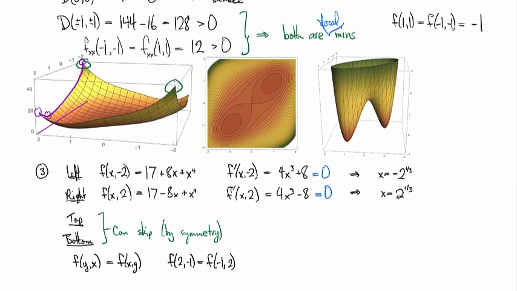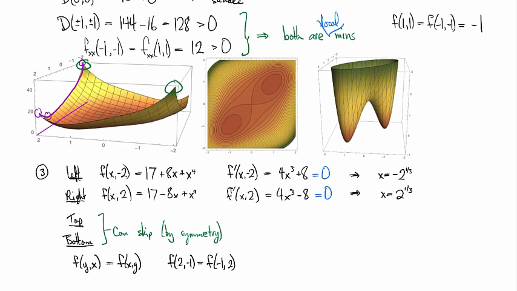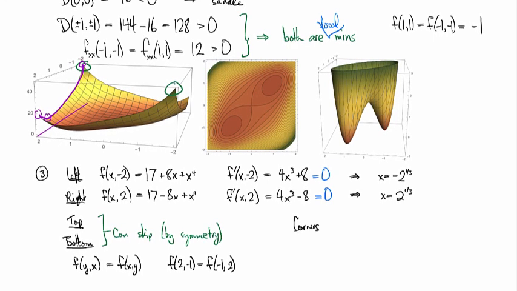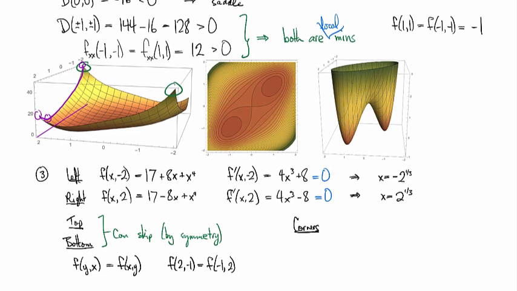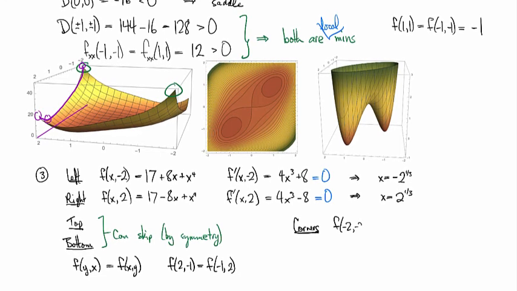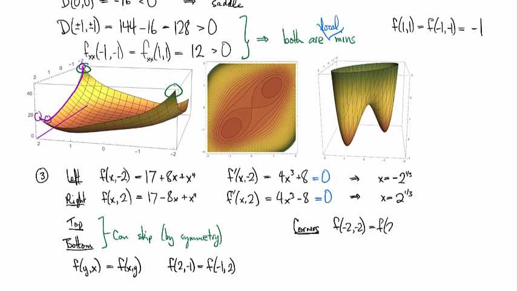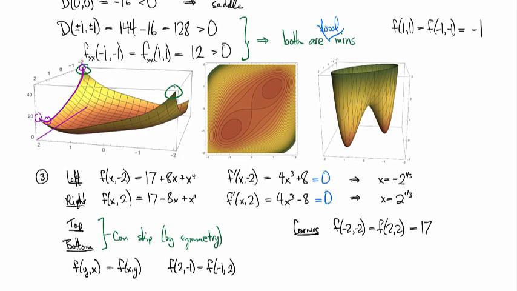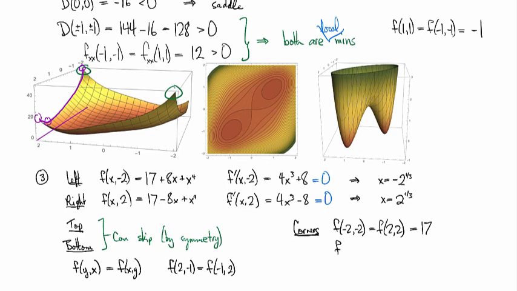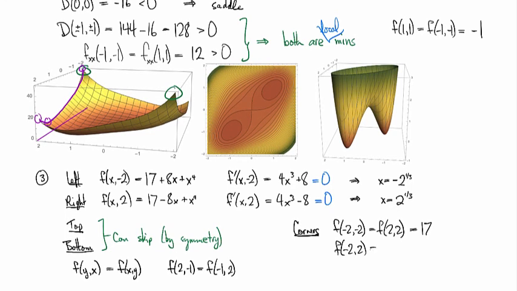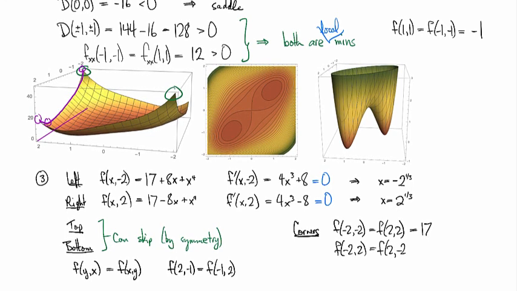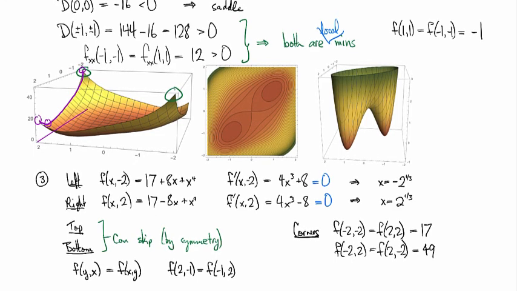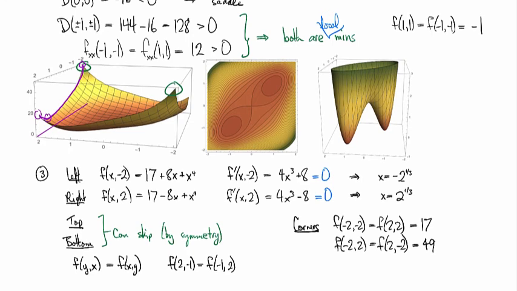Okay, so now let's see. So what's left? Oh, the boundary of the boundaries. So it remains to check the corners. So f of minus 2, minus 2 and f of 2, 2, those are going to be the same. And if you crunch those through the formula, you get 17. And if we look at f of minus 2, 2 and f of 2, minus 2, those will also be the same, and those end up giving us 49. So it's pretty clear where those ones are, right? Poking way the heck up there.